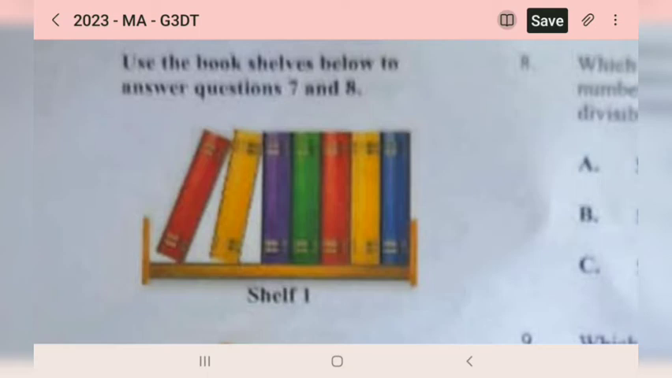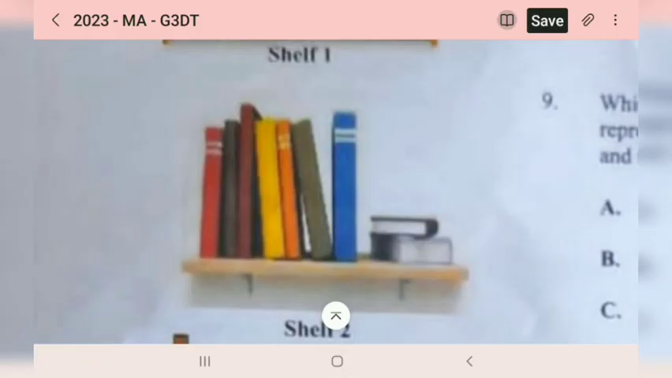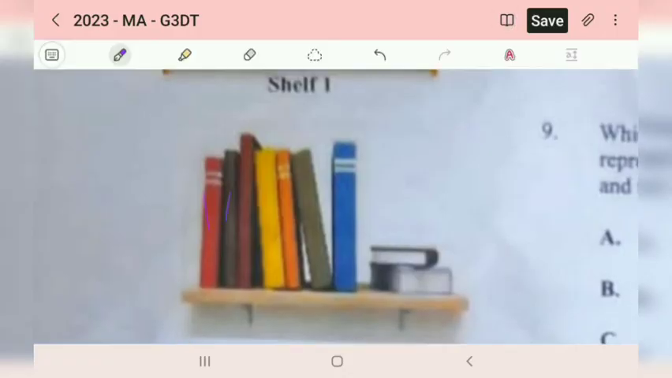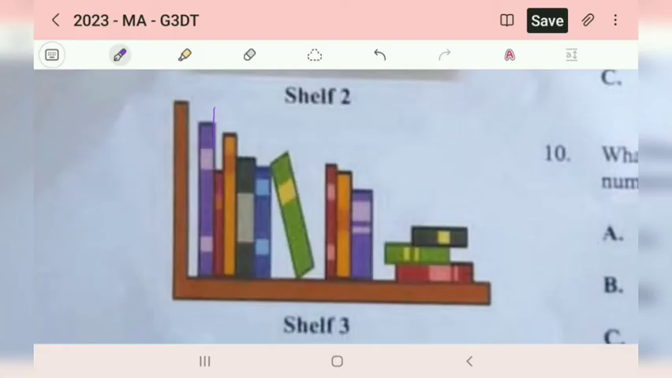So we have shelf 1. Not knowing what they're going to ask us, but as always, we try to figure out some stuff first. Let's see how many books are there on shelf 1. 1, 2, 3, 4, 5, 6, 7. So this one has 7 books. Let's move on to shelf 2 and see it has 1, 2, 3, 4, 5, 6, 7, 8, 9. All right, 7, 9. Let's go to shelf 3. It has 1, 2, 3, 4, 5, 6, 7, 8, 9, 10, 11, 12. This one has 12. So 7, 9, 12.